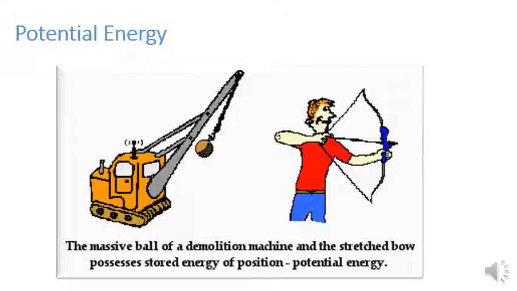But first, to get an idea of what potential energy is, let's start with potential energy in terms of a physics definition. Potential energy is defined as the mass of an object, the gravity that is affecting the object, and the height of the object. Now, both the ball and the bow have stored energy, the energy of position.